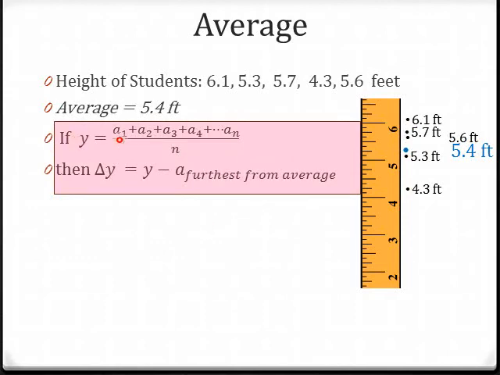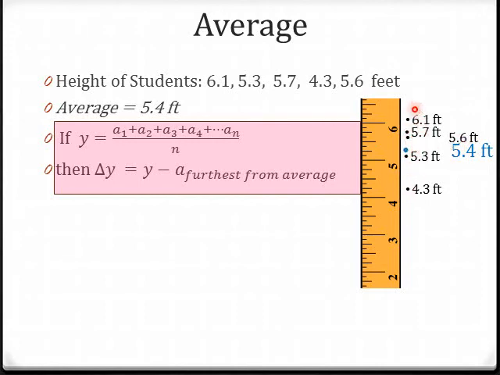So we say, look, if y is equal to an average, then the uncertainty in that is going to equal the y, again, the original average, minus the trial farthest from the average, right? These are all the different trials. So we take the average, 5.4, and we subtract it from the trial farthest. So let's take a look. Which one's farther, 6.1 or 4.3?